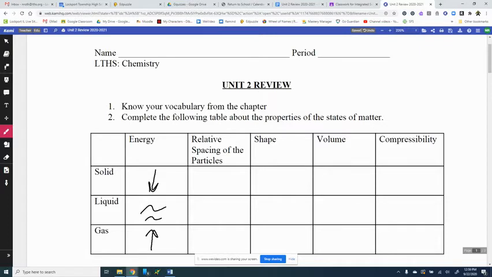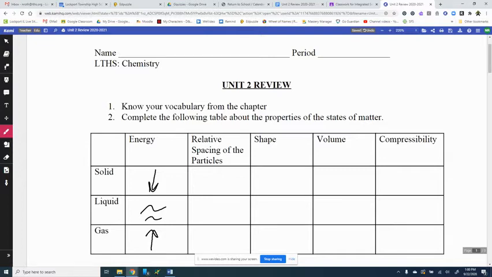The more energy something has, the more likely it is to turn into a gas. As you heat up a liquid, it starts turning into a gas. So that means gases have more energy. As you heat up a solid, it starts turning into a liquid. So that means liquid has more energy than a solid.